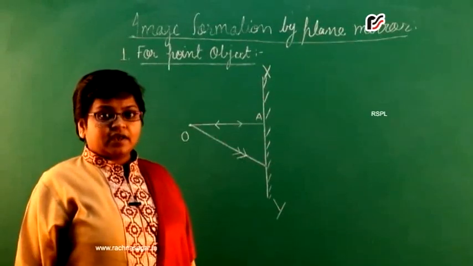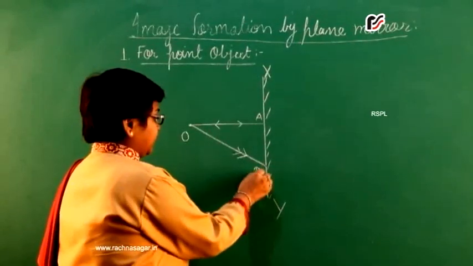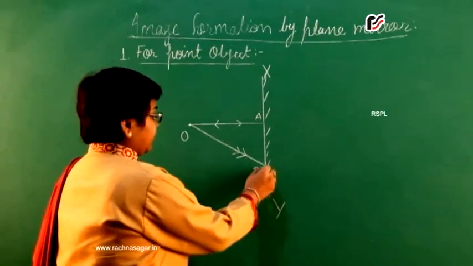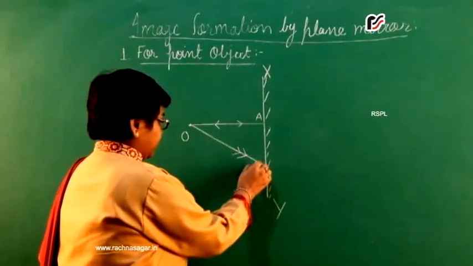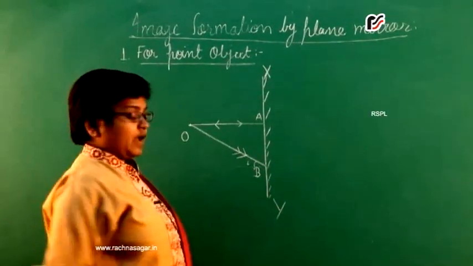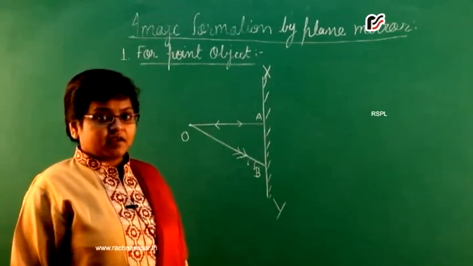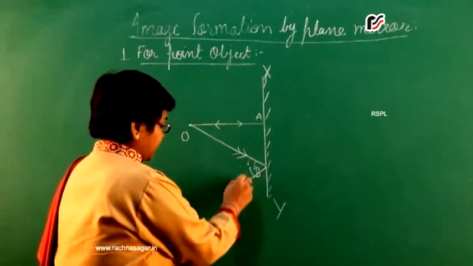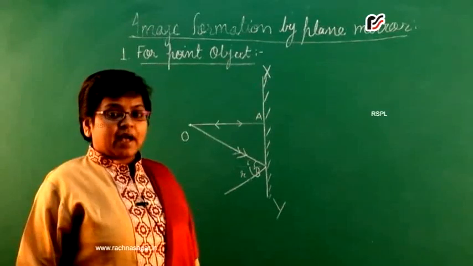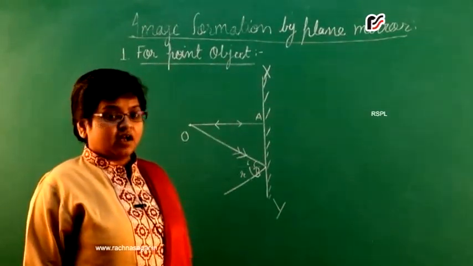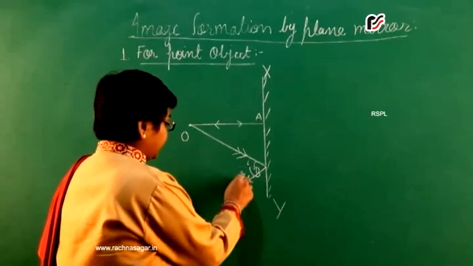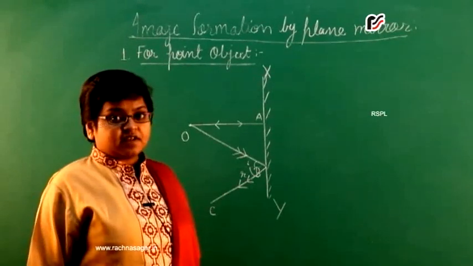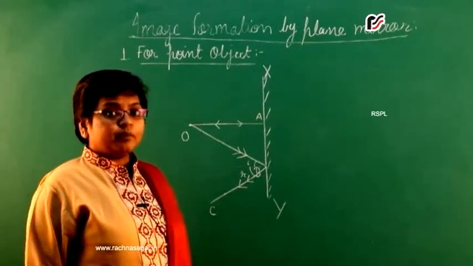Let us take one more ray OB, which is incident on the plane mirror by making any angle of incidence i, and reflects back at an angle of reflection r. So BC is the reflected ray of OB.